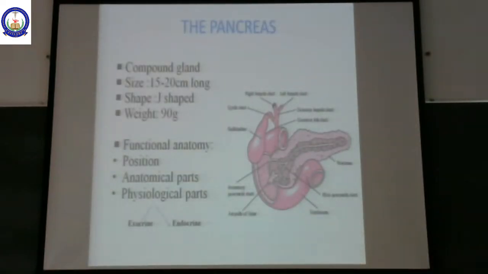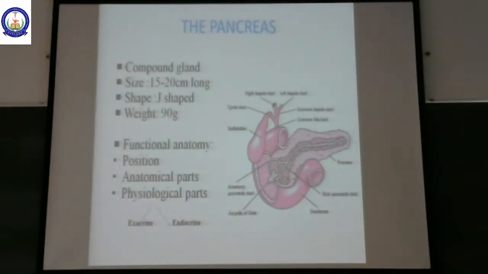Before we get into the functions of pancreas, we shall see a little bit about the anatomical aspect. The pancreas is a compound gland. It measures about 15 to 20 centimeters. It looks like a J shape and weighs about 90 grams.